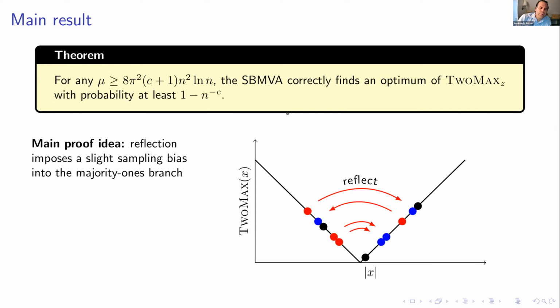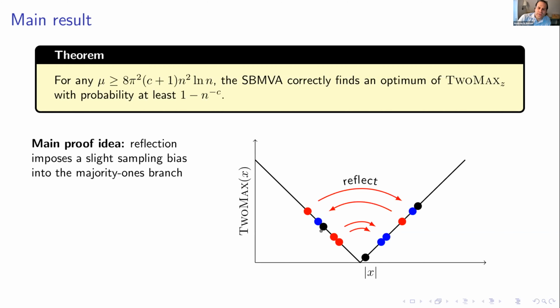So the main proof idea behind this is that if we look at 2max, so along the x-axis here, this is just the number of ones in the string. We have what looks like this. So we have an optimal consisting of all zeros and an optimal consisting of all ones. And then we have these two branches here. And on this branch, we have majority of ones. This branch, we have majority of zeros.